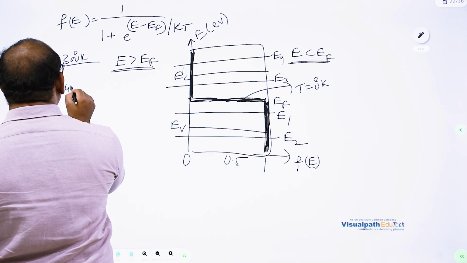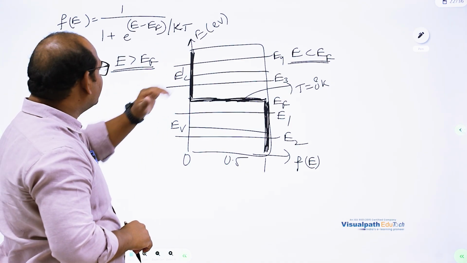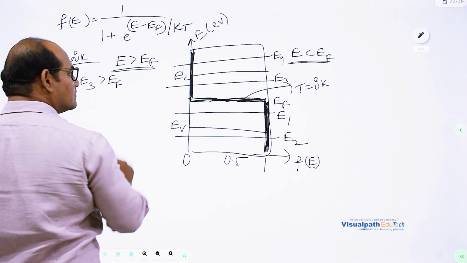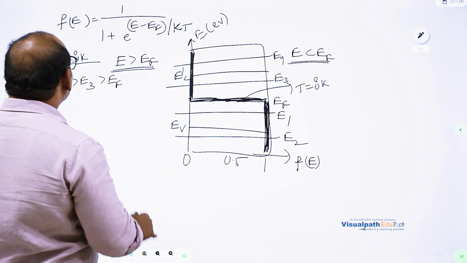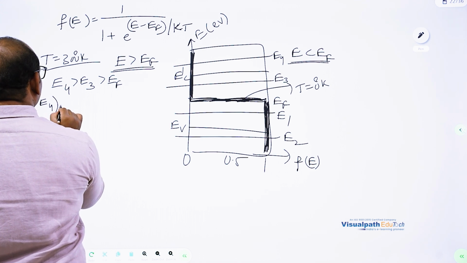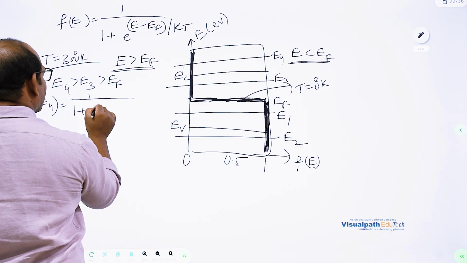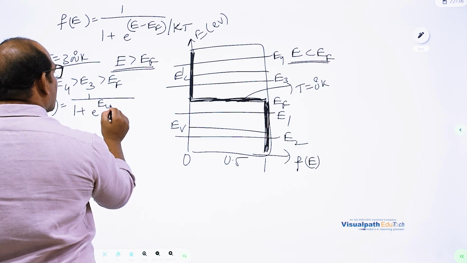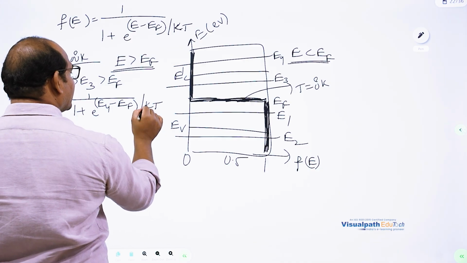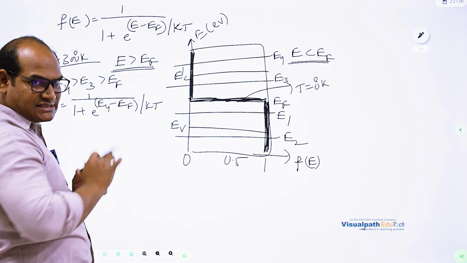E4 is greater than E3. This is what I have taken. E4 is above E3, and these two are greater than the EF, above the EF only. So, I am calculating the probability of E4 in the beginning. That means 1 by 1 plus e power, in place of E I need to write E4, (E4 minus EF) by KT. KT is existing now, T is equal to 300 degrees Kelvin. So, a certain value you will get.